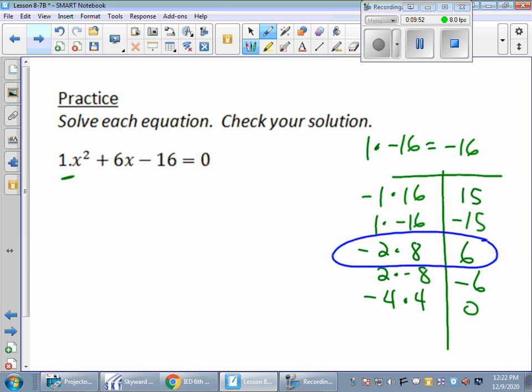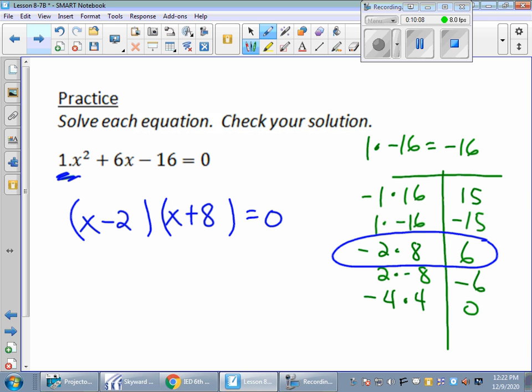So again, using our shortcut here, because we can do the shortcut when there's no number in front of the x squared. x times x is x squared. We have negative 2 and we have positive 8. And again, you can check to make sure those are right.